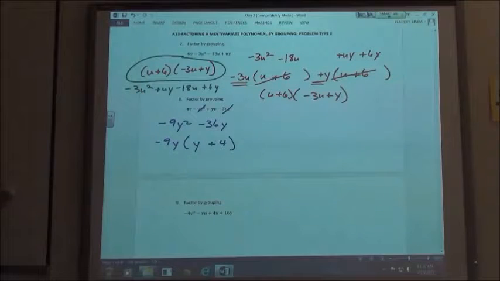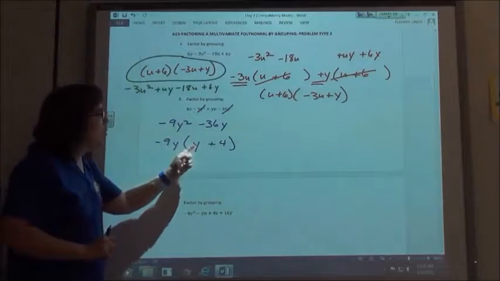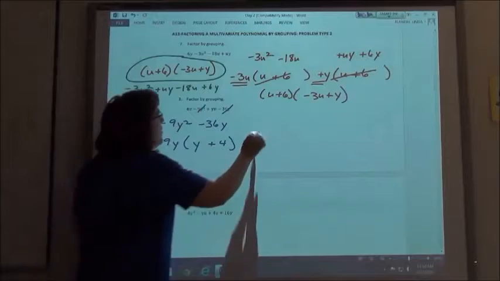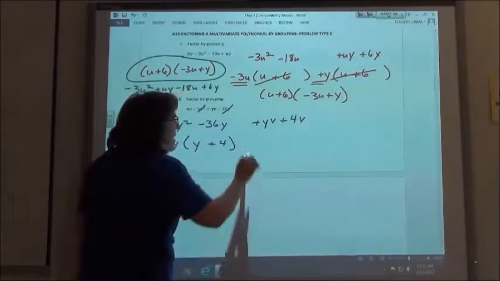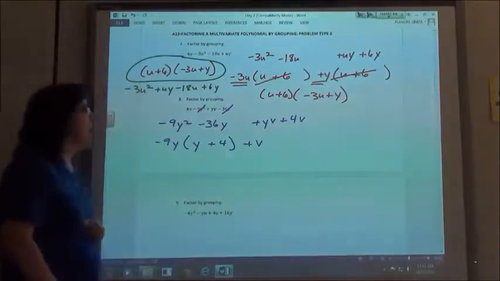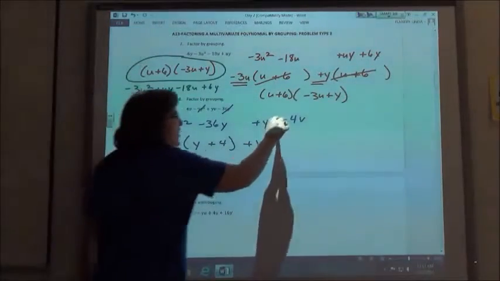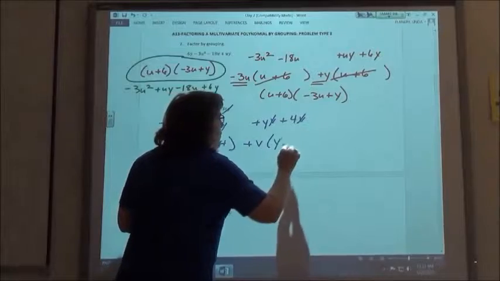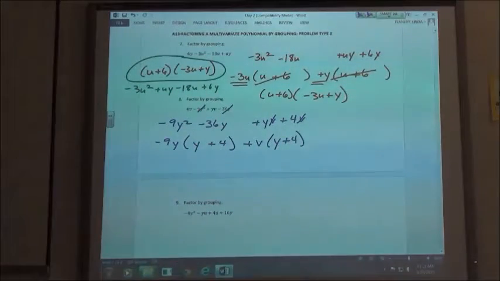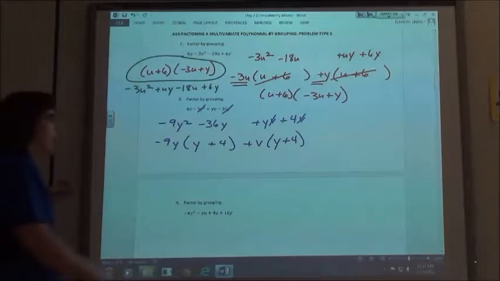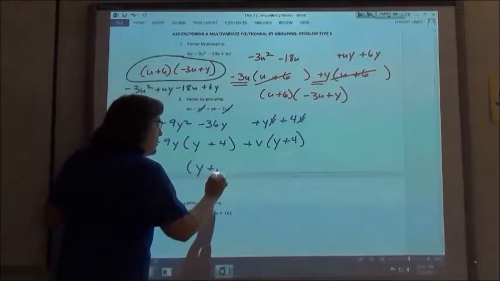So my goal when I do my other ones, I want the one with the y first and the 4 second. So I have a positive yv and a positive 4v. They both have a positive v in common. If I take those v's out of there, I'm left with y plus 4, which is my goal, to end up with that exact same thing in both sets of parentheses. So my common factor here is the y plus 4.